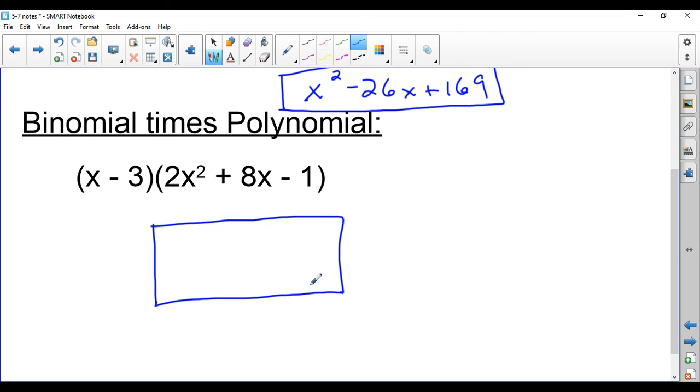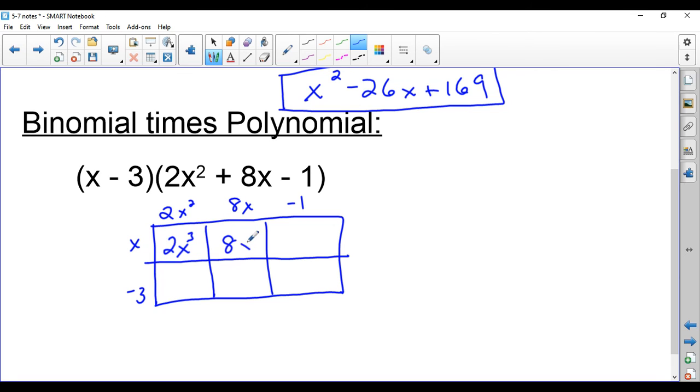I have x minus 3. And then I have 3 terms in my other polynomial. So I have 2x squared, 8x, and minus 1. I'm going to multiply x times each of the terms and then negative 3 times everything. X times 2x squared is 2x cubed. X times 8x is 8x squared. X times negative 1 is negative x.